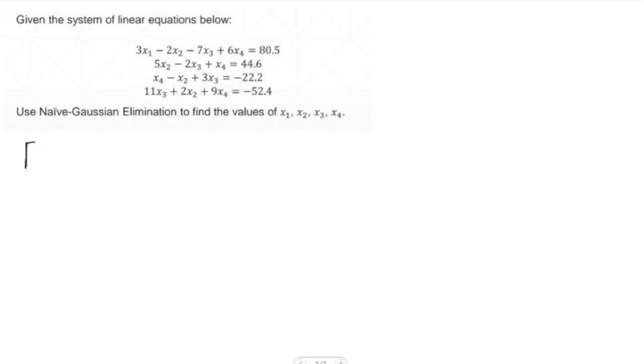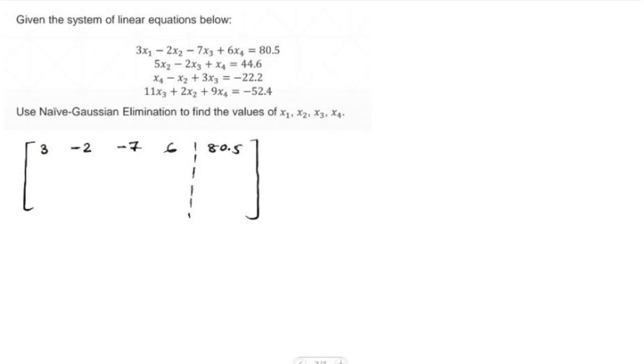here we'll get the matrix that looks like 3, minus 2, and we have minus 7 and 6, and in the B side, the vector B, we have 80.5.